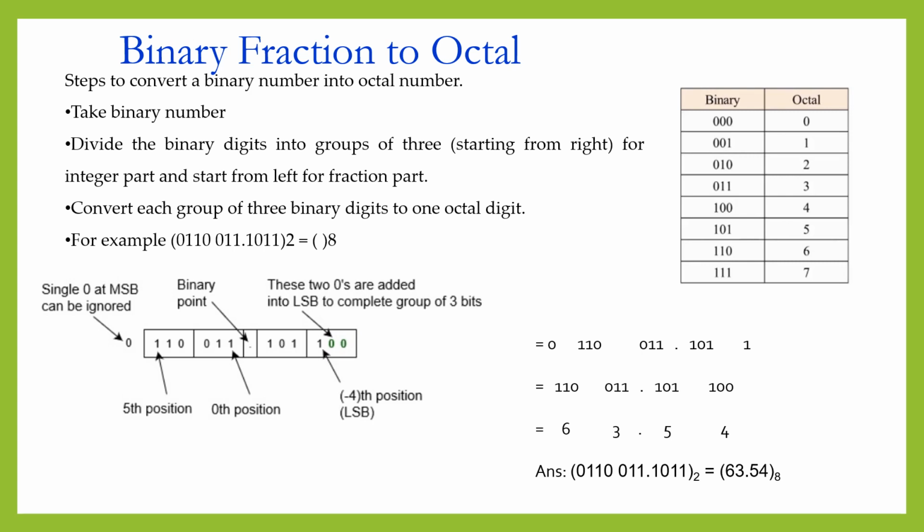0110.1011 to octal. The integer part of the binary number is divided into groups of 3 bits and the single zero at the MSB is ignored. Likewise, the fractional part of the binary number is divided into groups of 3 bits. 2 zeros are added at the LSB to make complete groups of 3 bits. The octal value is taken from the table and the recorded octal equivalent is 63.54.